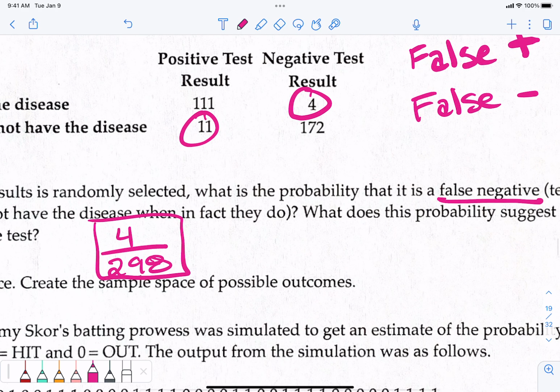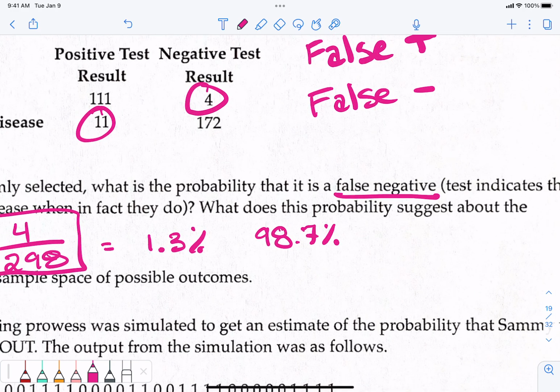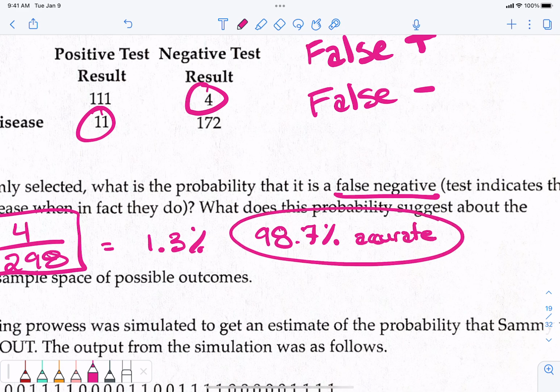So 4 out of 298, what percentage is that? That's really low. 1.3%. Yes, 1.3%. So basically the test is 98.7% accurate. So yes, it's accurate. That's pretty good. You don't ever get a test that's 100% accurate, right? 98.7% accurate. That's okay. Not too bad.